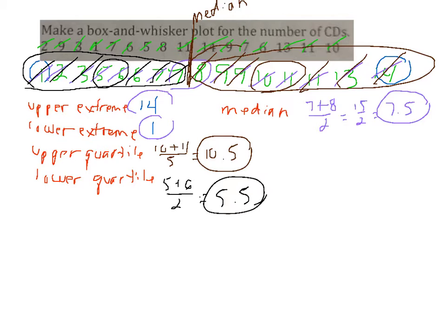Now I'm going to get a number line, and I want to set up a number line so it includes all those things. The lower extreme is 1, and the upper extreme is 14. So I want to label this number line so that I can get all of those points on there. So I'm going to start with 1. I'm going to go every other. This would be 3, and so on.